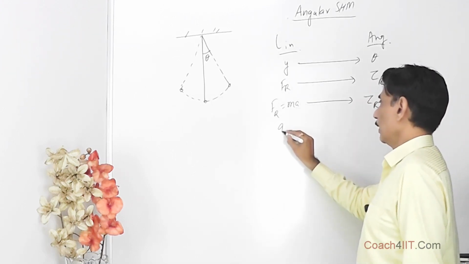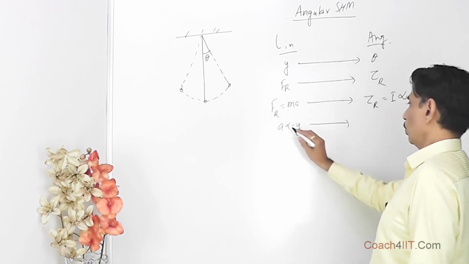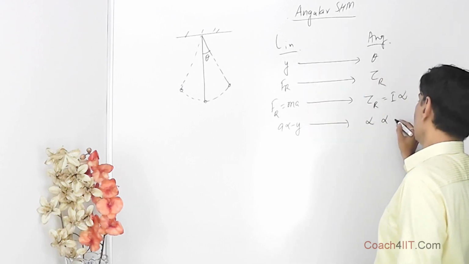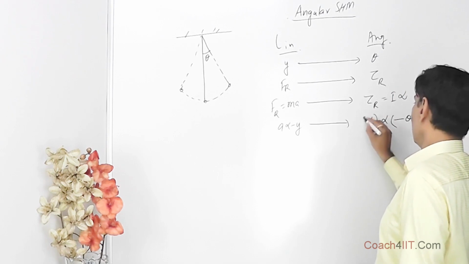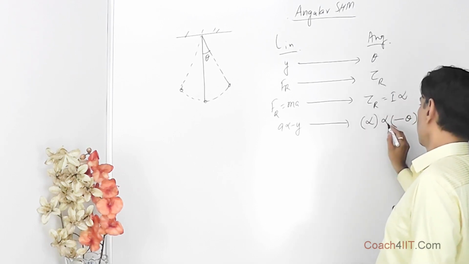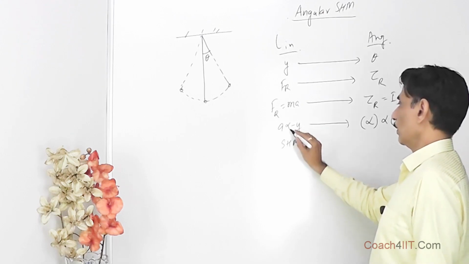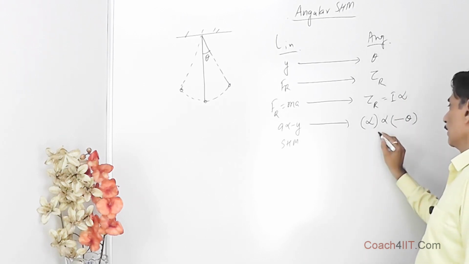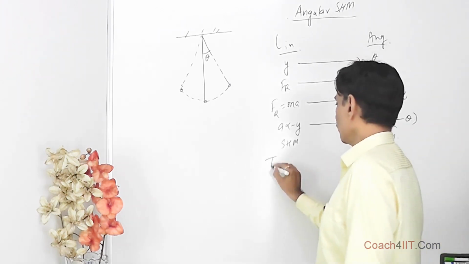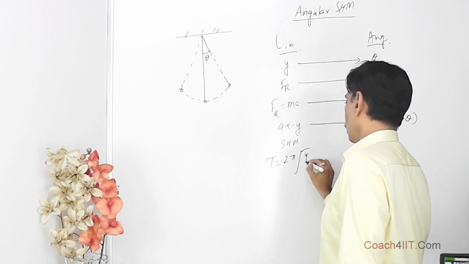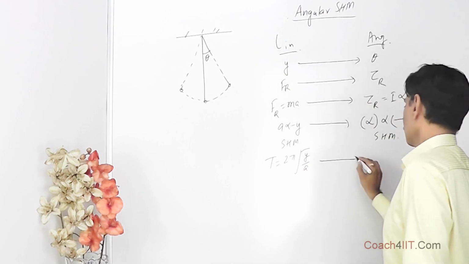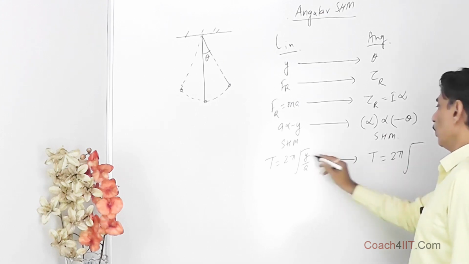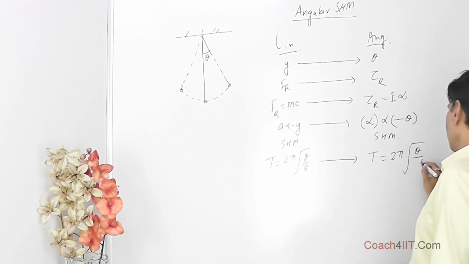Torque is I alpha, so over here we proved that acceleration is proportional to minus y. So the analogous acceleration over here is alpha, alpha should be proportional to minus theta, since y is represented by theta. That is, angular acceleration should be proportional to minus theta. Now if acceleration is proportional to minus y, this means SHM. Similarly over here, if alpha is proportional to minus theta, this means SHM. Over here we say T is equal to 2 pi root y by a, that is the time period for SHM. Over here the time period of angular SHM is T equal to 2 pi root, instead of y we have theta, and instead of a we have alpha.